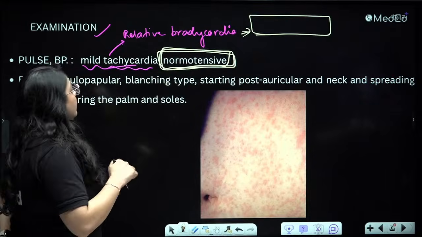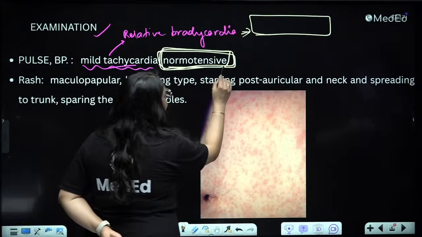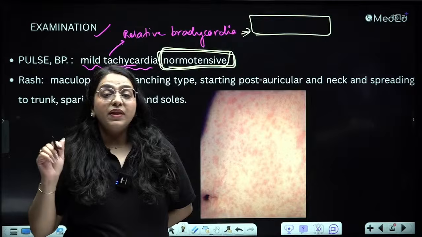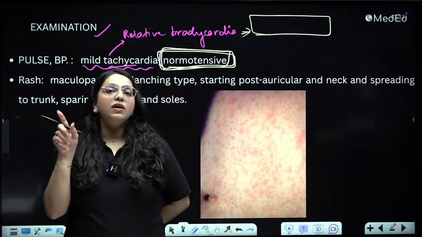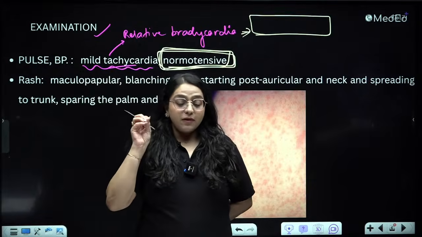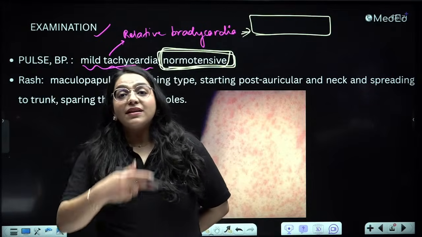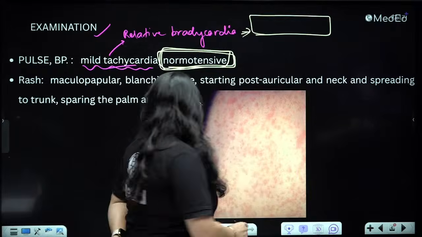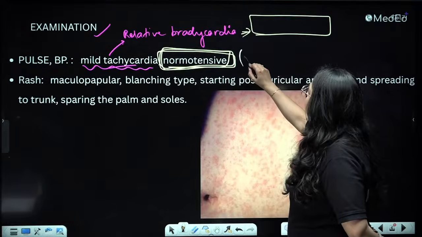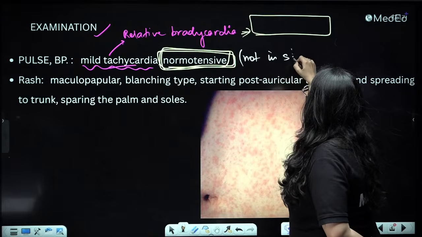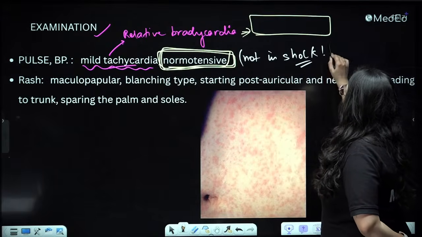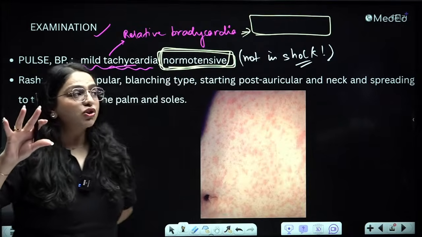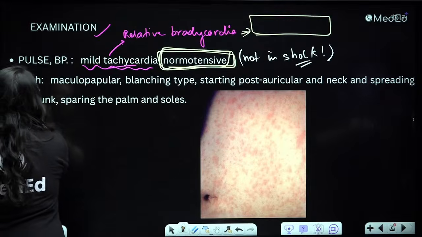Then I am seeing that the patient is normotensive. So you understand that in meningococcemia, in meningitis, especially gonococcal meningitis, patient often presents with petechial rashes all over the body, right? So that is an emergency. At least I know now that the patient is not in shock. Up till now, I know that there is tachycardia and the patient is not in shock, the patient is normotensive.